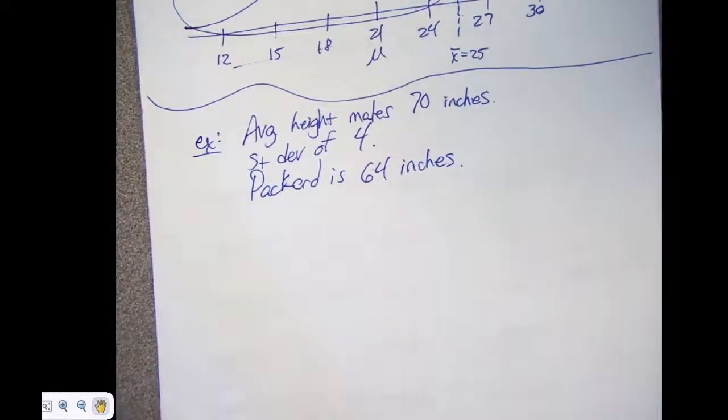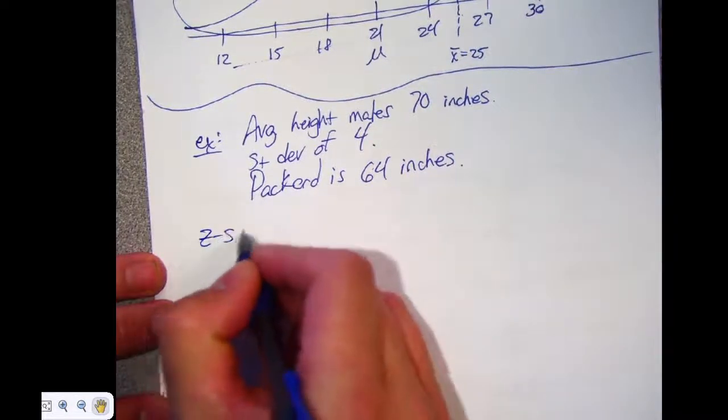I want to find his z-score, his percentile, like what percent of males is he actually taller than, and then graph it. So will his z-score be positive or negative? Negative, because he's below the mean. Will his percentile be bigger than 50% or less than 50%? Less than 50% because he's not taller than that many people. And then we graph, so let's just do it all together.